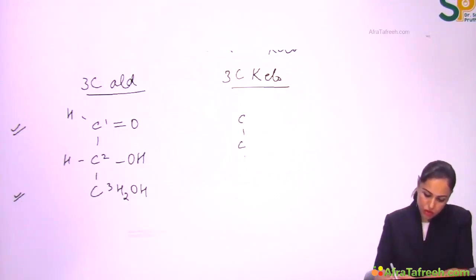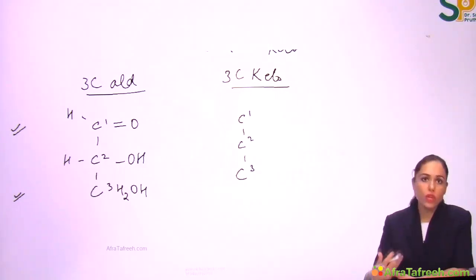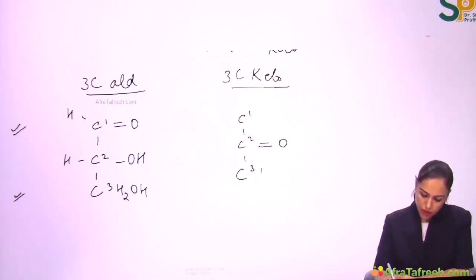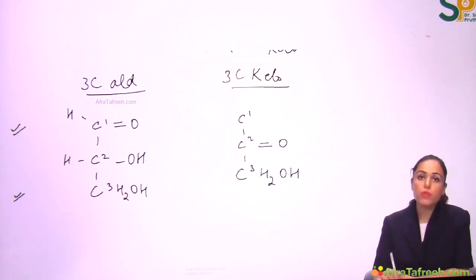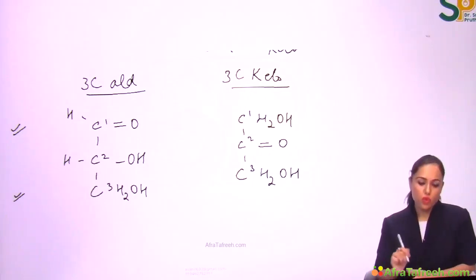Now I'm going to make the structure of the 3-carbon keto. Again on this carbon skeleton, the first thing we will make is the functional group, which is now the keto group present at C2. That is this, right? Now we'll be making the terminal carbon. That is C3, which is CH2OH, but C1 is also terminal in this case. That is also CH2OH, right? So the structures are complete.